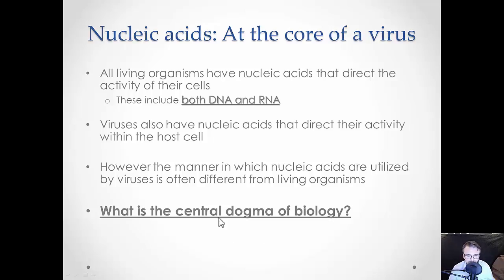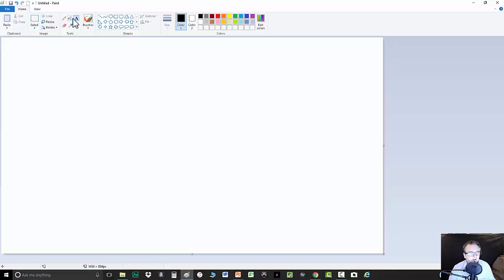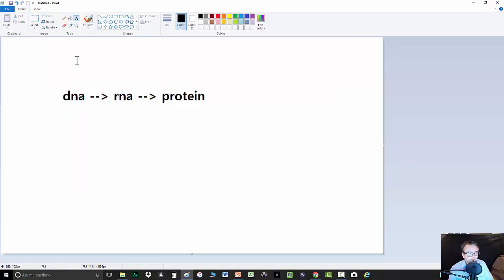So the question down here then is, what is the central dogma of biology? And the idea behind the central dogma of biology is, you just want to jot this down here, that DNA directs the activity of RNA, and RNA directs the activity or the production of protein. So fundamentally speaking, this is the central dogma of biology.